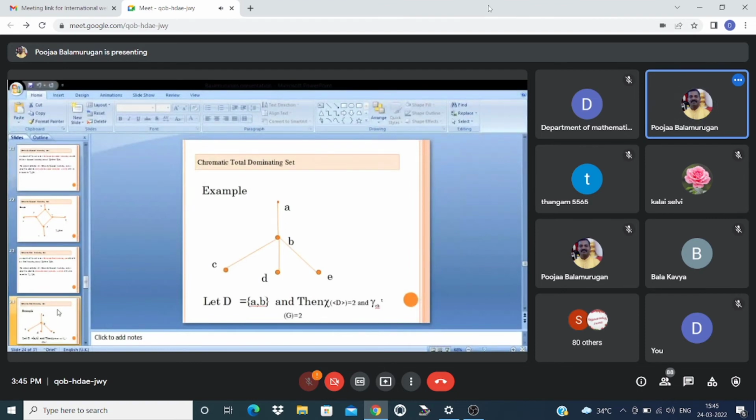I think D is equal to, you take A comma B, because the chi of the original graph is always 2. Then you take A comma B, because B, C, D, E all get dominated. B is dominated by A, and A is dominated by B. Then automatically A comma B is the chromatic total domination set of G. So therefore we have 2, right? So these are the examples.